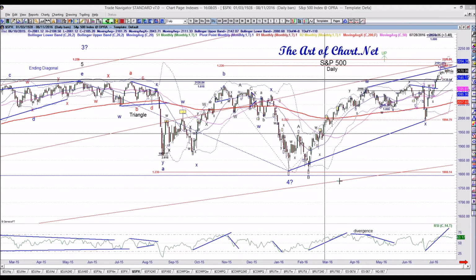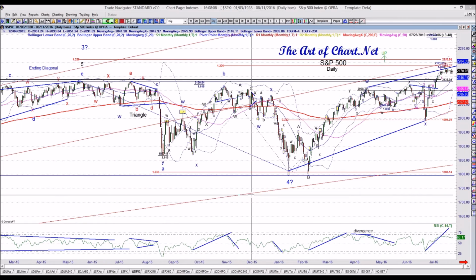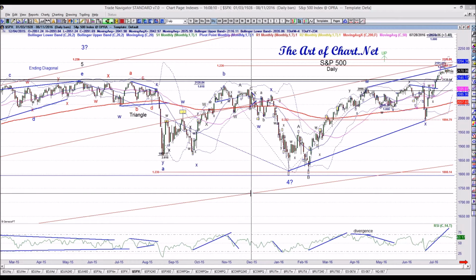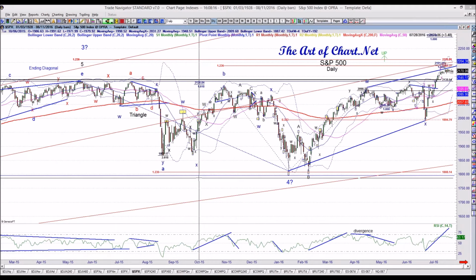Okay. Let me start by introducing the whole concept of timing cycles, okay? Now, I have a chart of the S&P 500, and there are many different techniques and tools that you can use to look at timing cycles. So this is a daily chart. And I'm going to show you a number of different techniques.